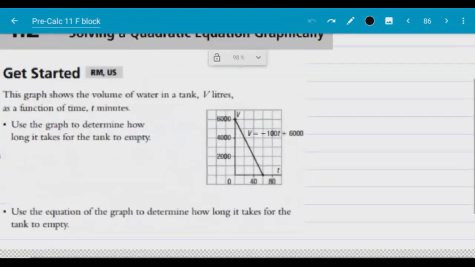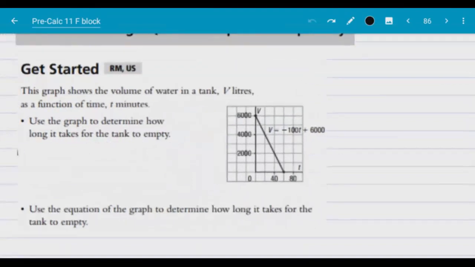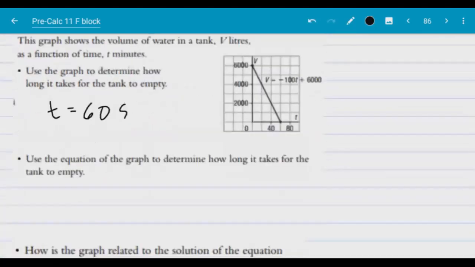Well, which point of the graph tells you that the volume is zero? It's this one. And at that point, when the volume is zero, t is equal to 60. 60 seconds, okay, or 60 minutes, sorry, 60 minutes.